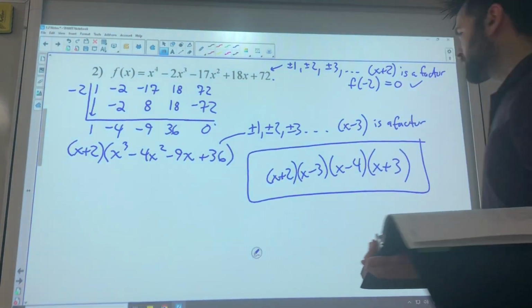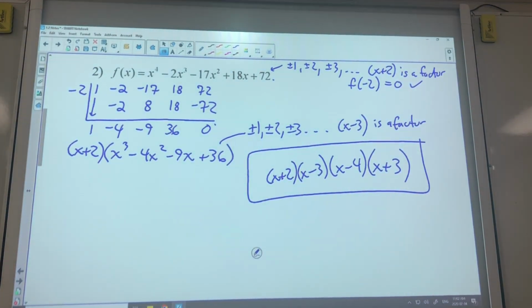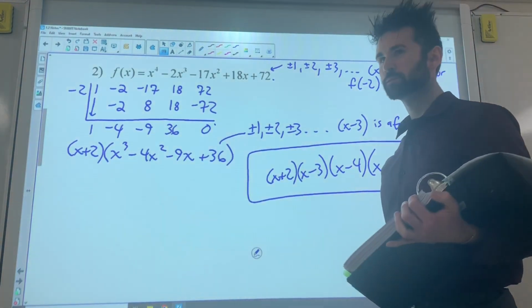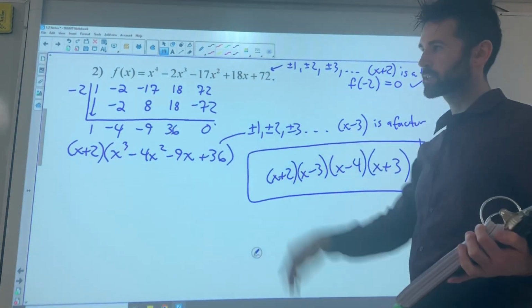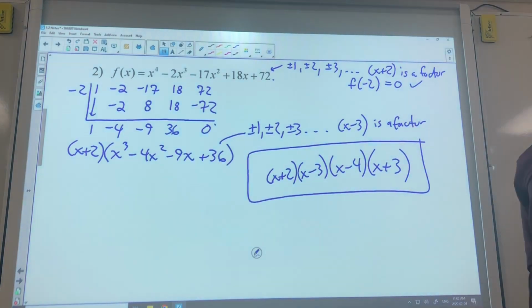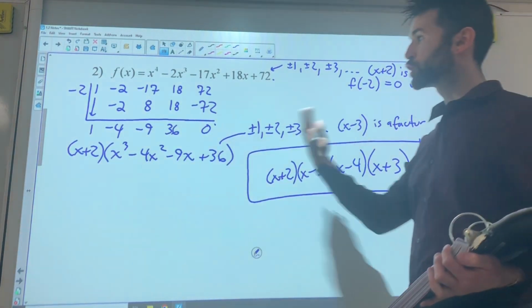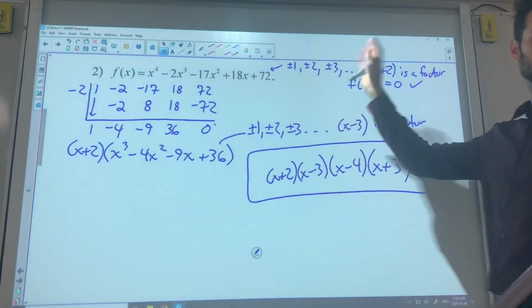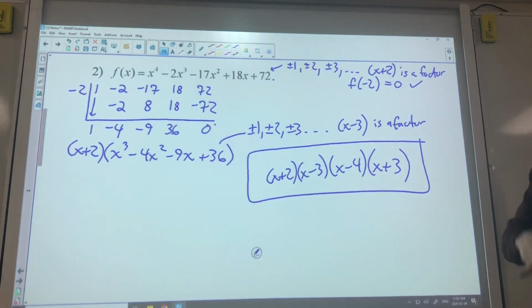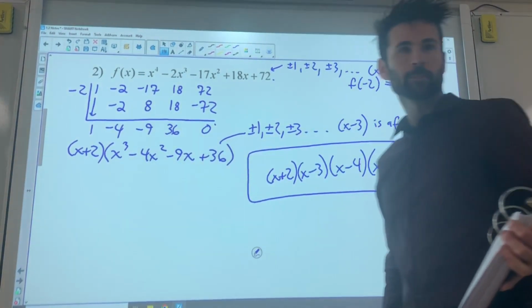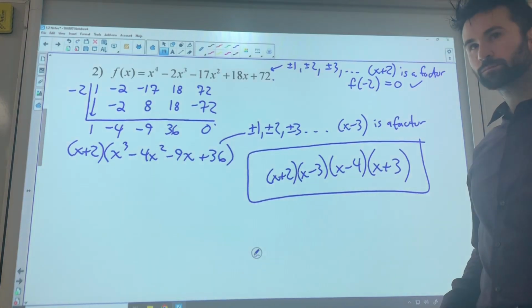Now, I've never seen them give an x to the 4 question on the exam. They seem to just stick to the x to the 3 so that it's not such a long question. But you should be able to do this. If you can do this and you have no issues, you're ready to rock and roll. And this would all be expected without a calculator, right?